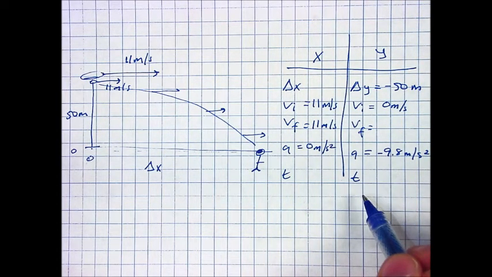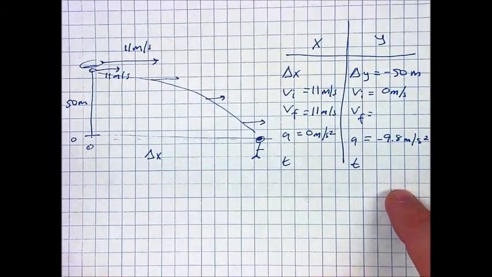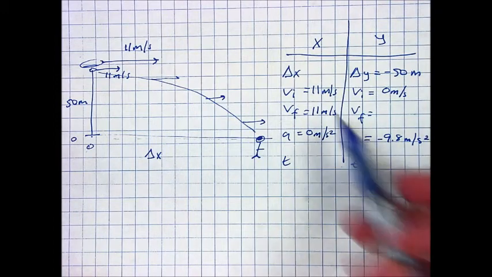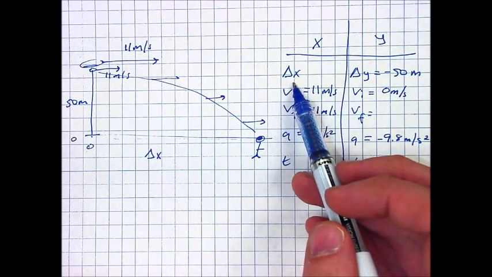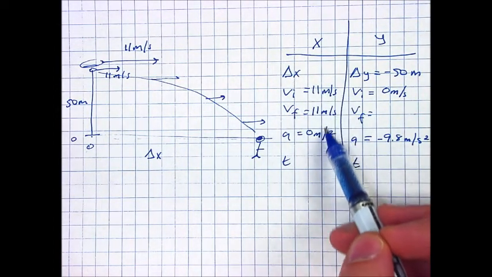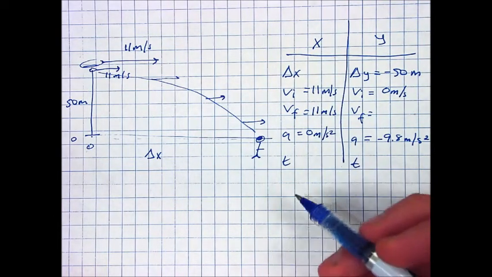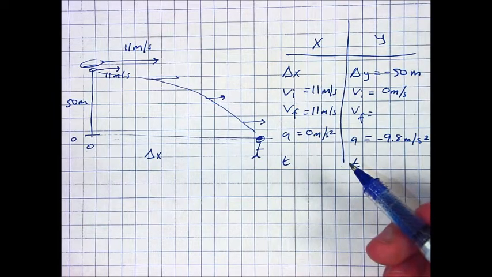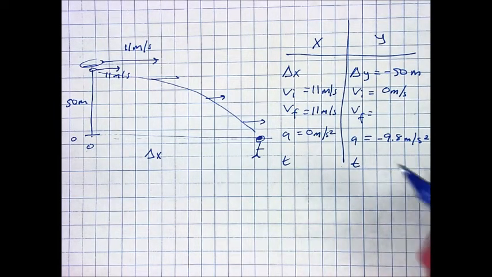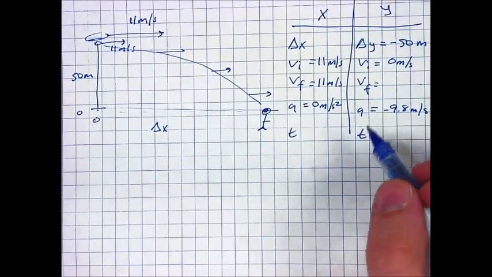Time we're also not asked for, but now here's the problem. Your next step, or the next logical step, would be trying to solve for the delta x. You would just say, well, I have 3 givens here, 11, 11, and 0. Why don't I use one of the 3 equations that I know to solve for it? I'll write down the 3 equations that we have.